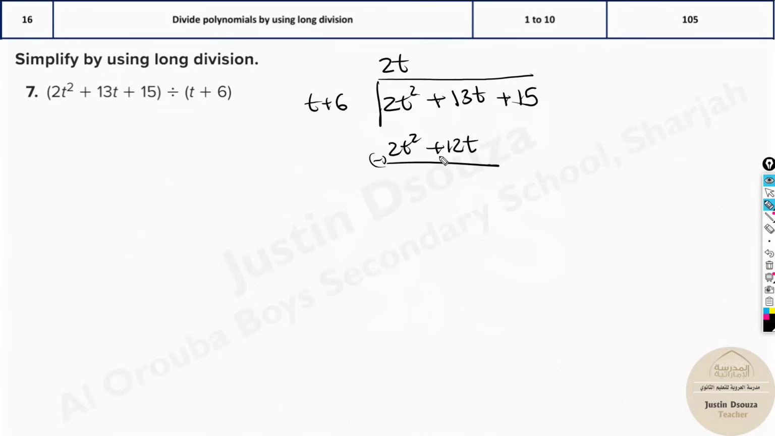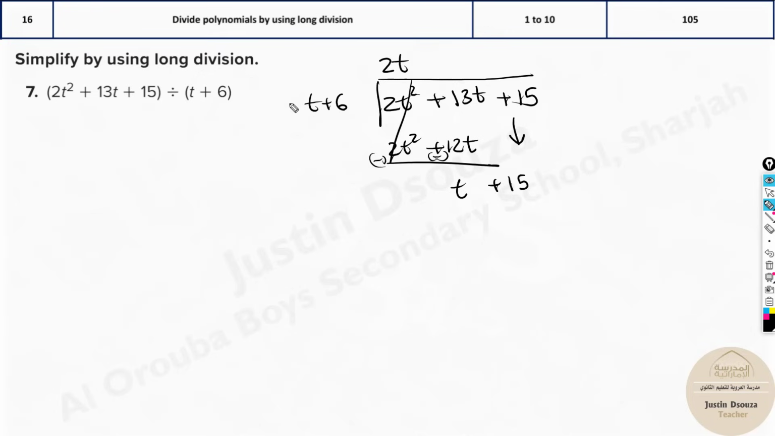And change the signs here. This is going to cancel off. It's 0, so I'll just ignore that part. Over here, it'll be 13 minus 12, that is 1t only, t to the power 1. So that is it. Bring the next term down, it's plus 15.